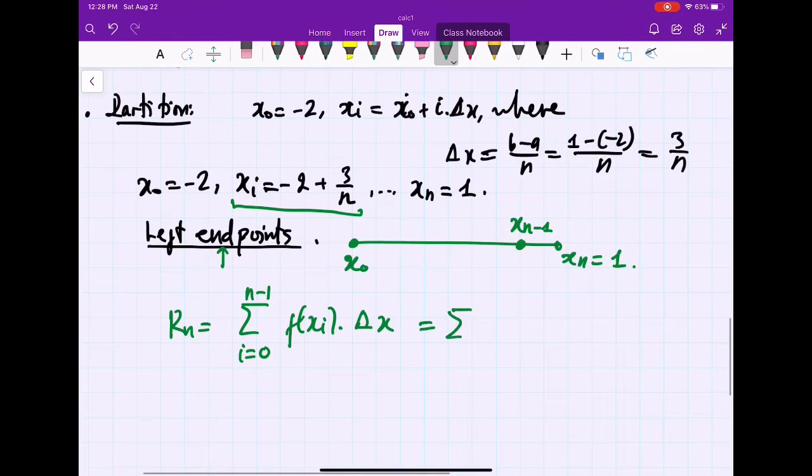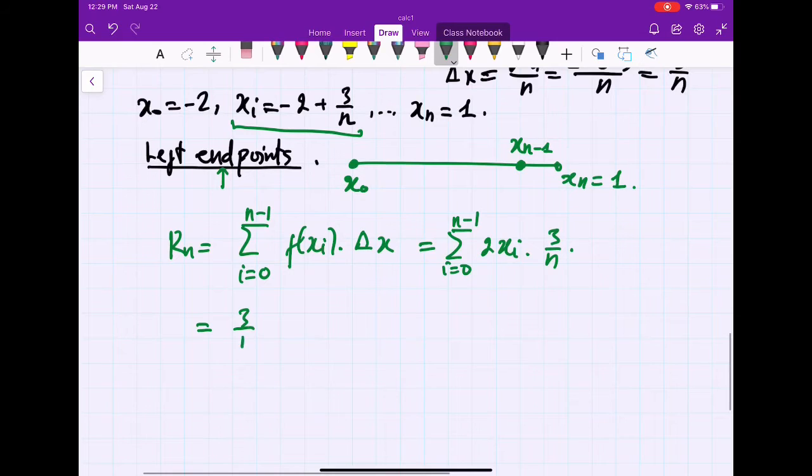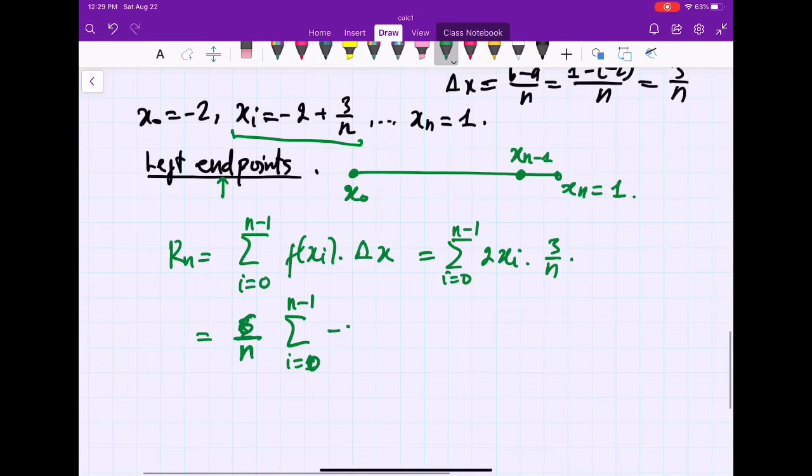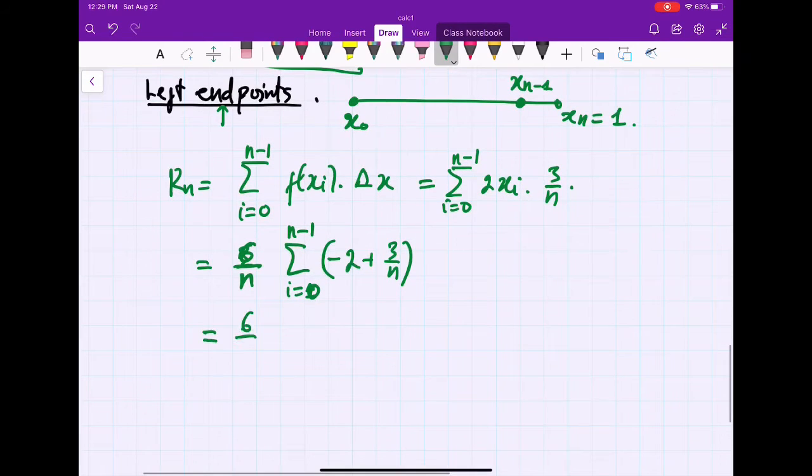So that is the sum for i from 0 to n minus 1. f of xi is 2 xi, times delta x, which is 3 over n. Then I can take 3 over n out. Even I can take 2 out, so I have 6 over n. And inside I have the sum for i from 0 to n minus 1. xi is negative 2 plus 3i over n. So I can break this into two sums. The first one is negative 2, summed for i from 0 to n minus 1. And the second one is plus 3 over n.